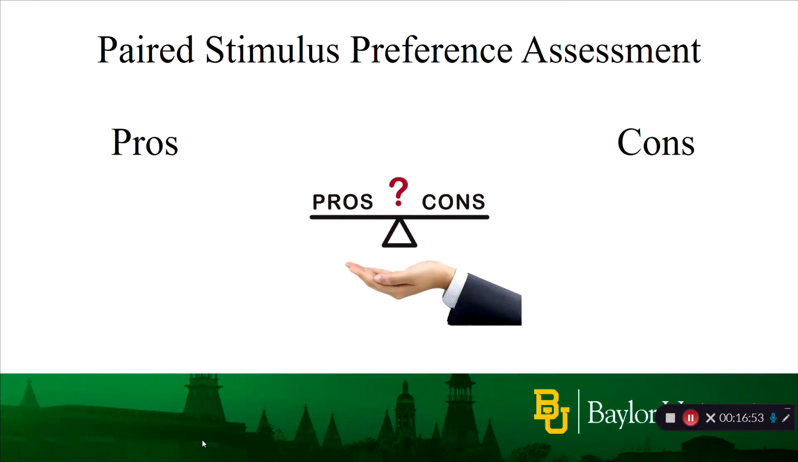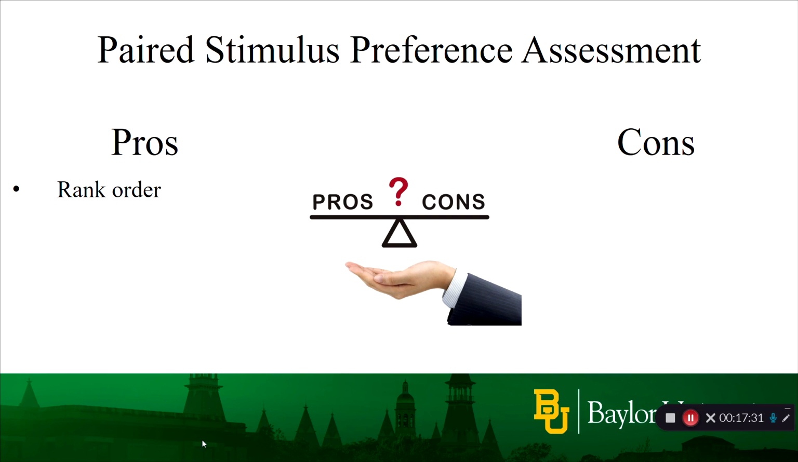So let's talk about some pros and cons of the paired stimulus preference assessment. A pro is we always get a rank order. If you are presenting a multiple stimulus with or without replacement, it may be that the student only selects one item every single time. If you actually watch the video for the multiple stimulus with replacement, you'll see that in that video, Atticus always chose animals. So we have no idea if the other 4 items were preferred in any way. All we know is that he prefers animals.